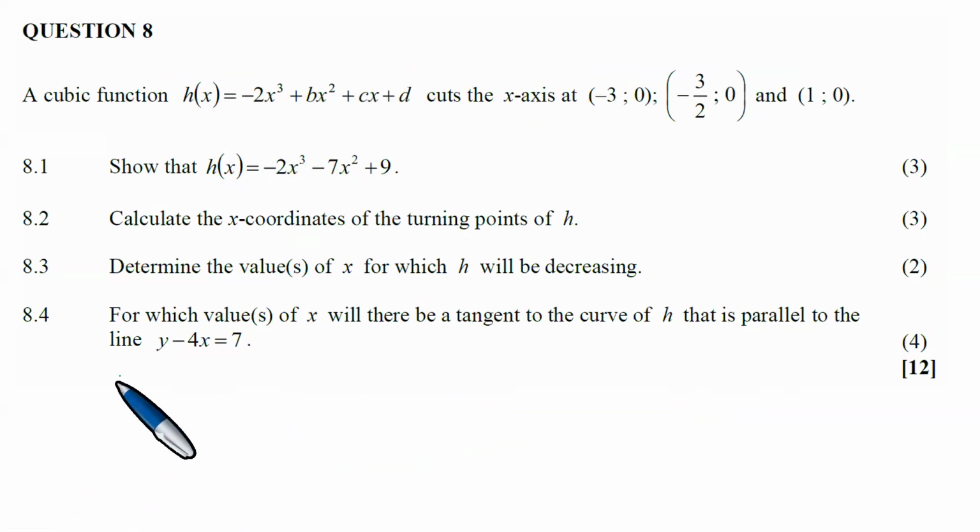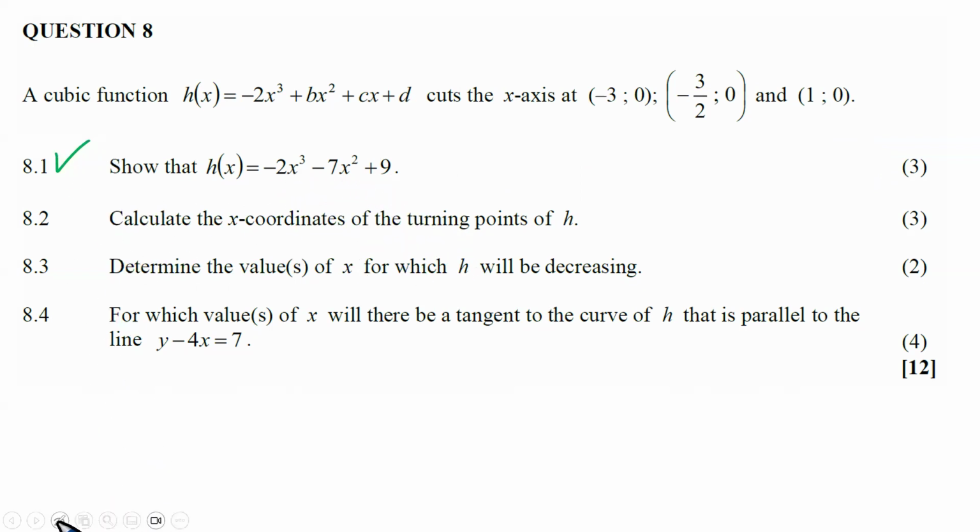Right, in the next question, the examiner is becoming more creative. And in question 8, because we're looking at graphs and functions as they relate to differential calculus, a cubic function defined by h of x equals minus 2x cubed plus bx squared plus cx plus d cuts the x-axis at (-3, 0), (-3/2, 0), and (1, 0). Show that h of x equals minus 2x cubed minus 7x squared plus 9.